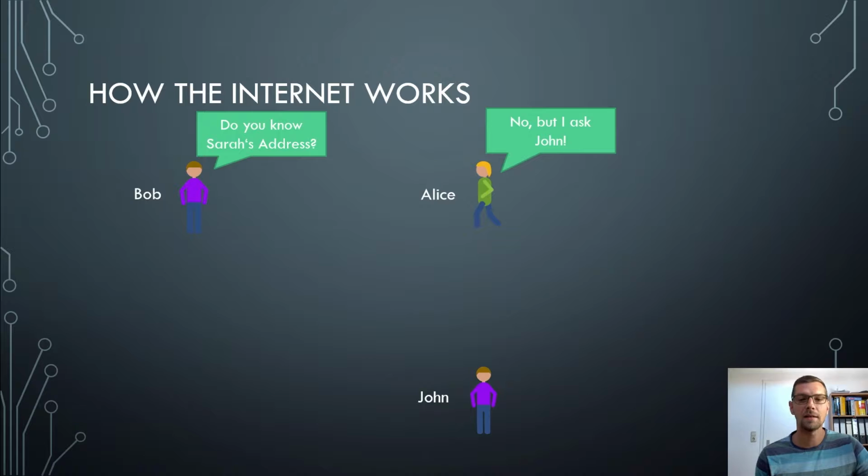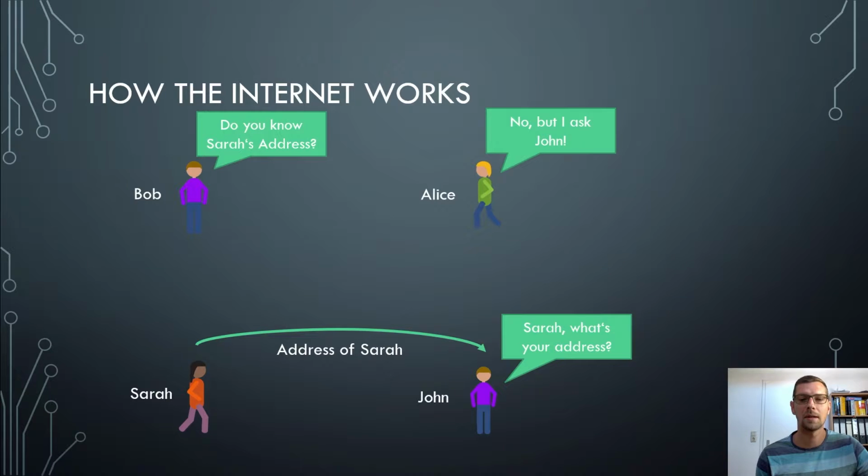So then Alice goes to John and asks him, and John says, "Yeah, sure, I know Sarah, I go and ask her." So he goes to Sarah, says, "Sarah, what's your address? Bob wants to send you a letter." So Sarah then responds with her address, and then John gives it back to Alice, and Alice gives the address to Bob. Alright, so now Bob knows Sarah's address.